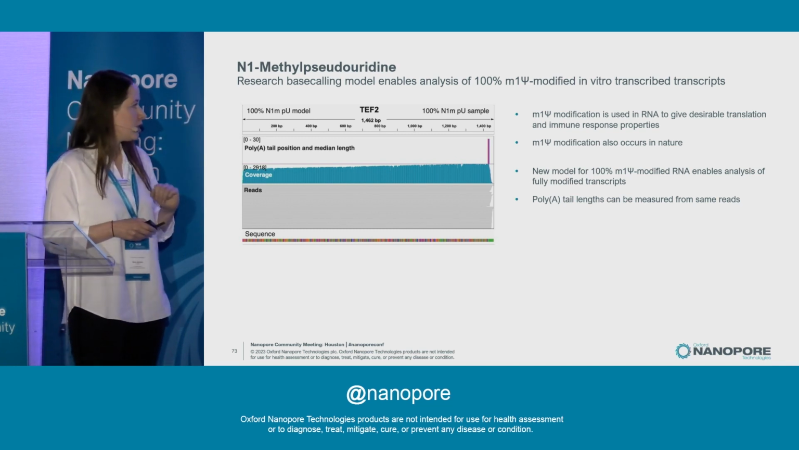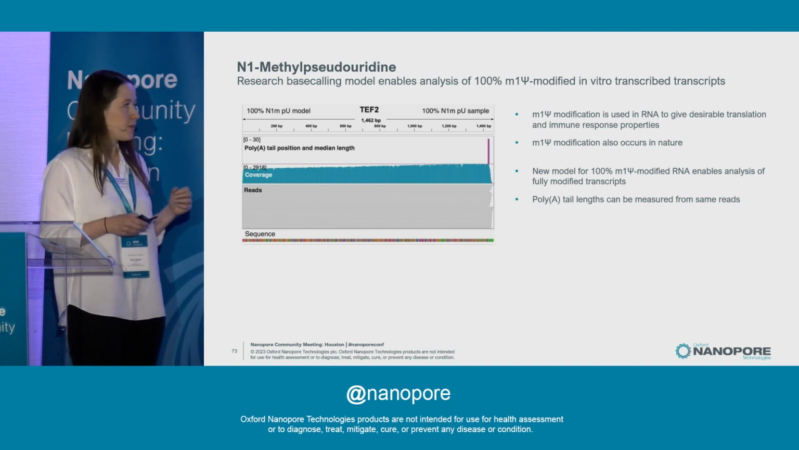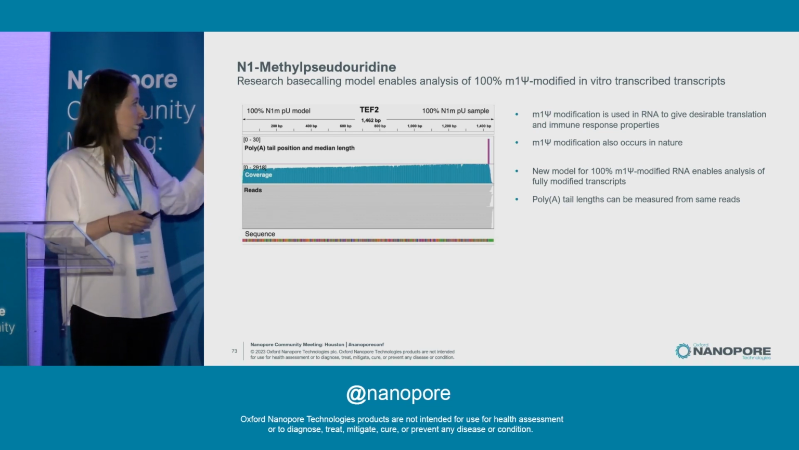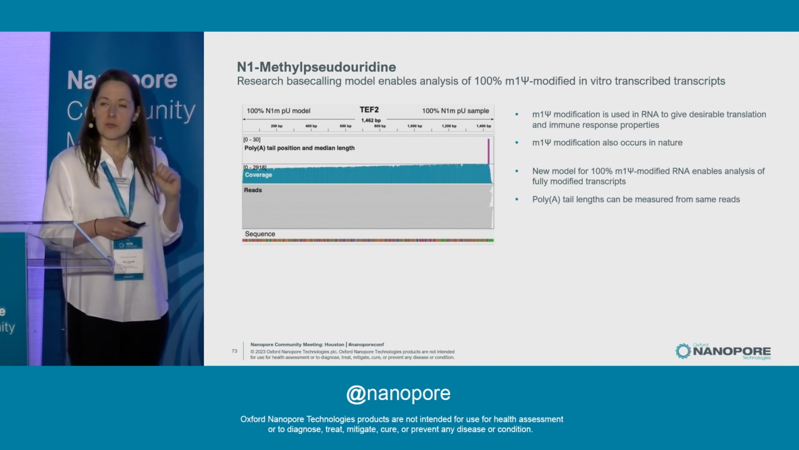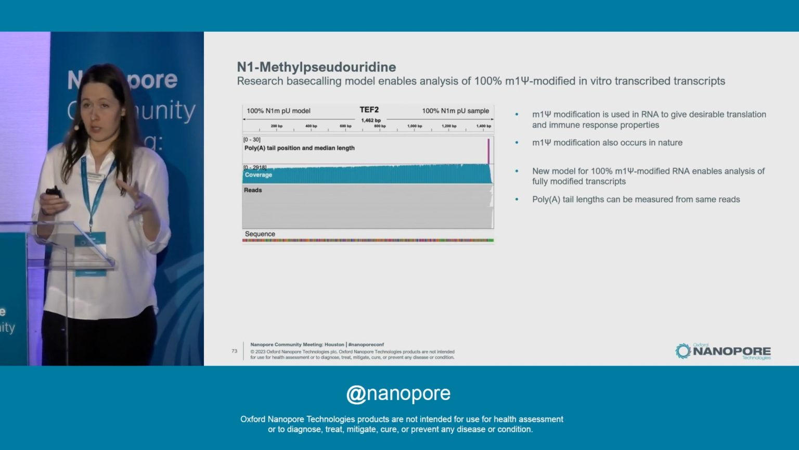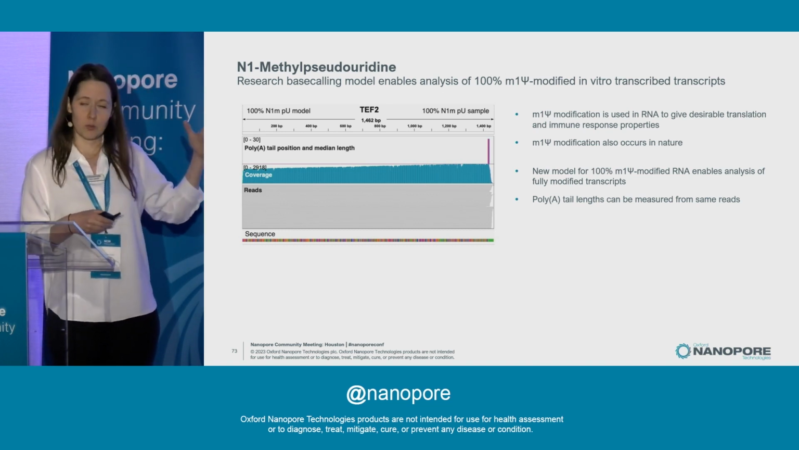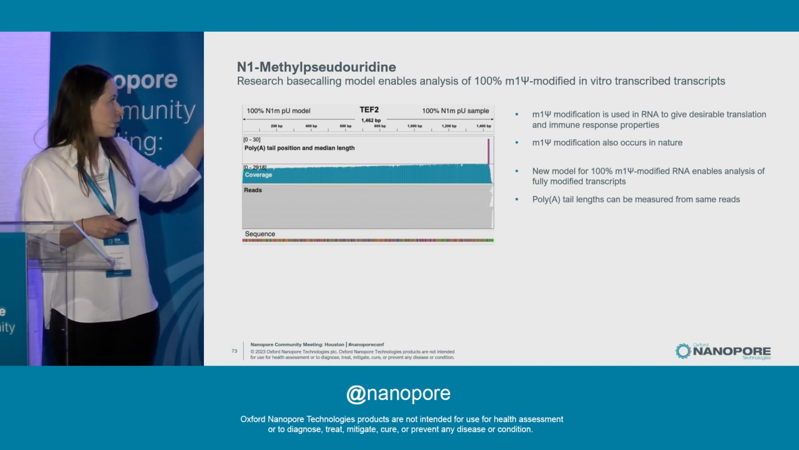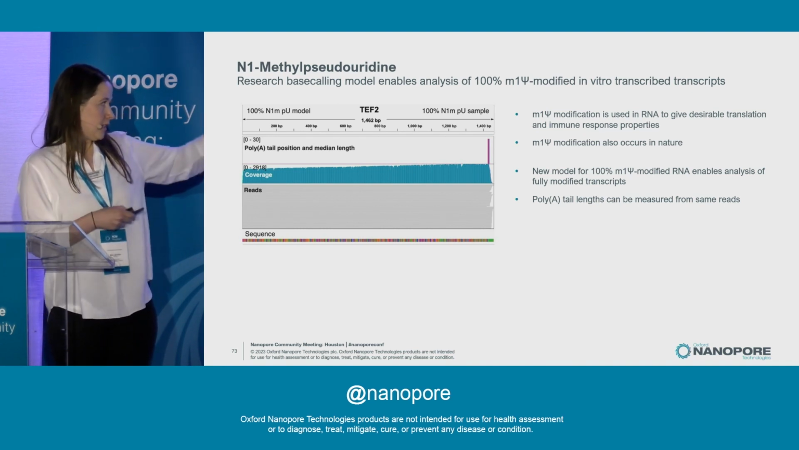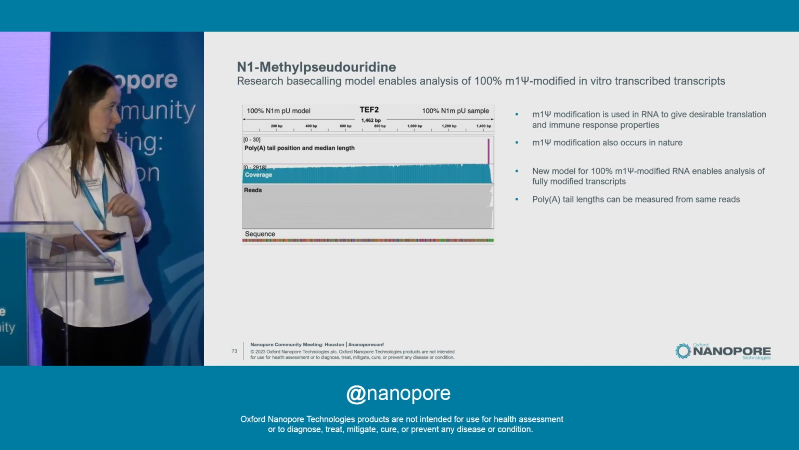Here we have another IGV track where I'm showing an in vitro transcribed sequence that's 100% modified. The coverage along the transcript is very good, as you can see from the reads. This transcript, we also know, has a 30A poly-A tail. And with this model, we can of course also capture that tail length, shown on the top track. It's in the right position, and it has the correct estimated length of 30 A's.